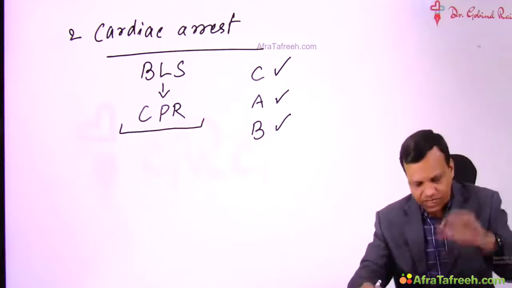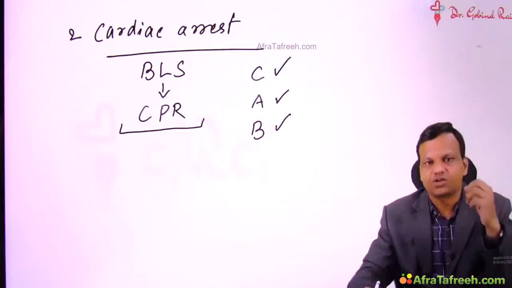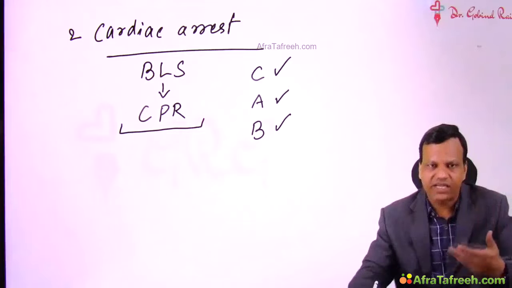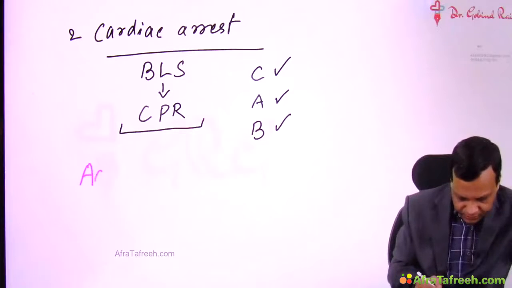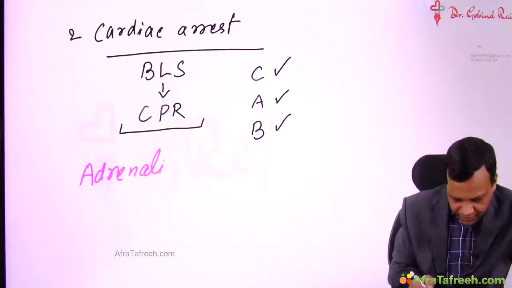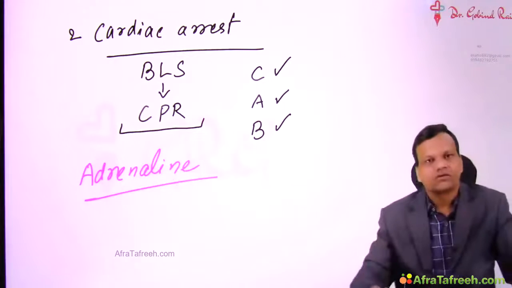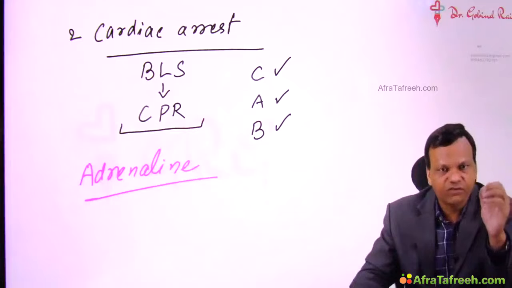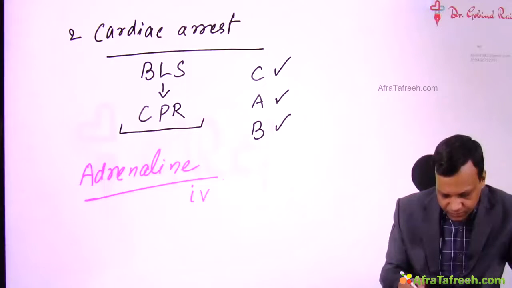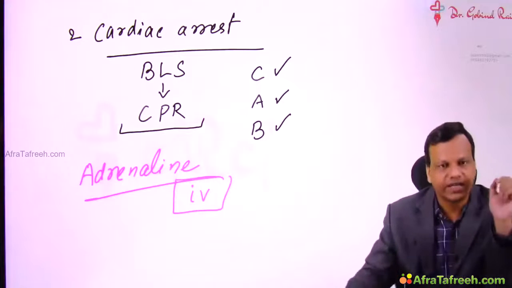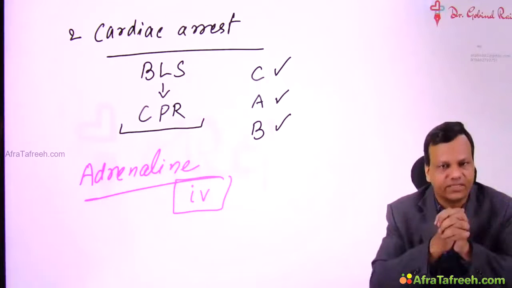Okay? So we have started doing CPR, but the person is not responding. So then we try giving drugs. And the drug which we use is adrenaline. By which route is adrenaline given for CPR? It is given intravenously. Adrenaline is given intravenously for cardiopulmonary resuscitation.